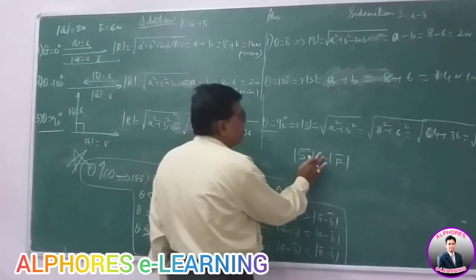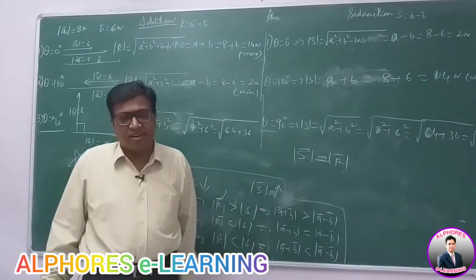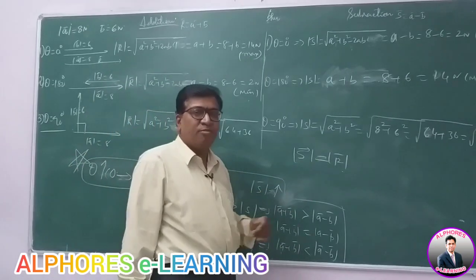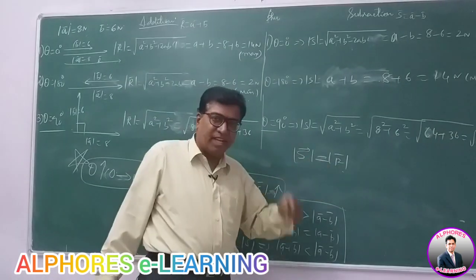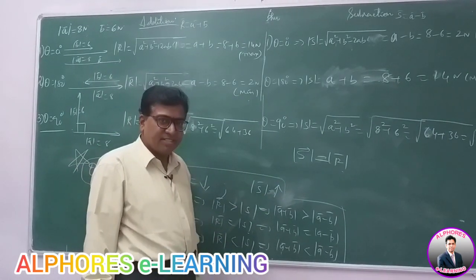Sometimes he'll ask you, can these both be equal? Yes, addition and subtraction both are equal. In ordinary algebra, they will not be equal. But in vector algebra, they are equal. Both are equal when theta is 90 degrees.